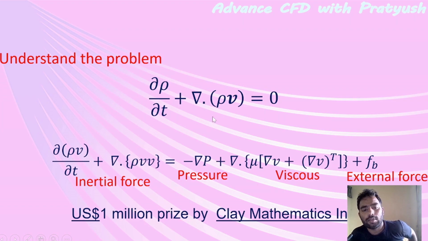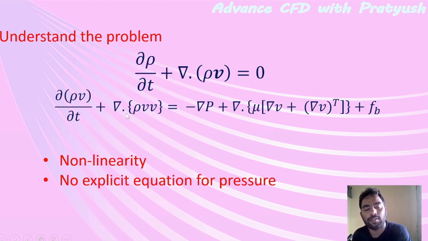However, let's see what problems occur if you want to solve these equations and why the SIMPLE scheme is necessary. This is the equation we want to solve, and the problem with this momentum equation is that there is a non-linearity term. Another problem is that if we write the continuity equation and momentum equation in terms of the different components of velocity and the pressure, there will be three momentum equations for Vx, Vy and Vz and one continuity equation. So there are four equations and four unknowns, that is the Vx, Vy, Vz components of velocity and the pressure. But there is no explicit equation for the pressure. That is why it is very hard to solve this problem.